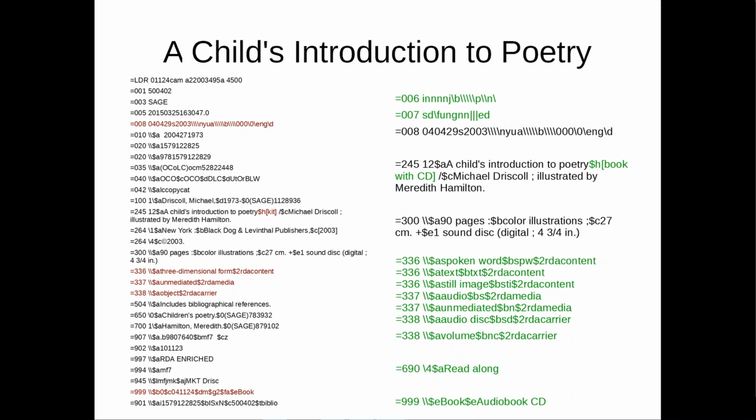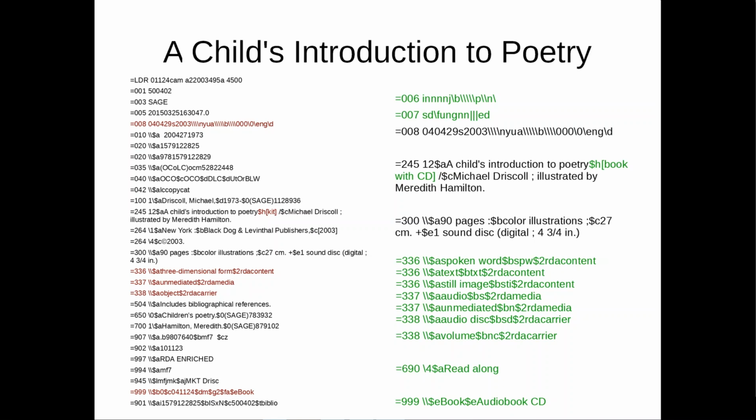I've made a modification to the 245. This was a record that was already in the Sage catalog, and here we see that Kit was used as the GMD originally, but we of course want you to be using book with CD as the new GMD for read-alongs.